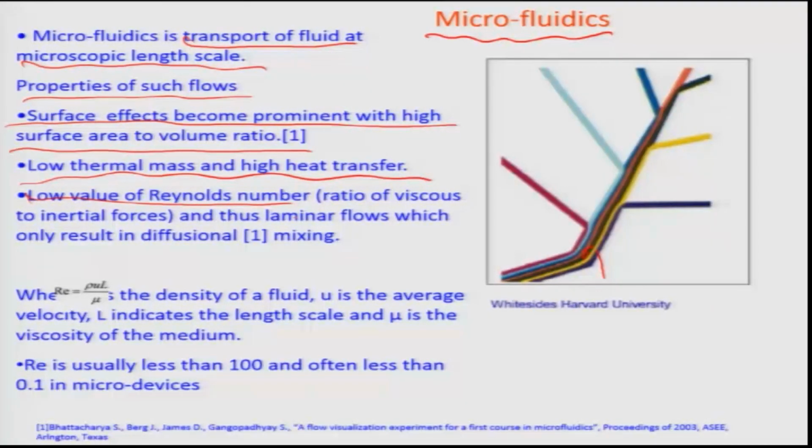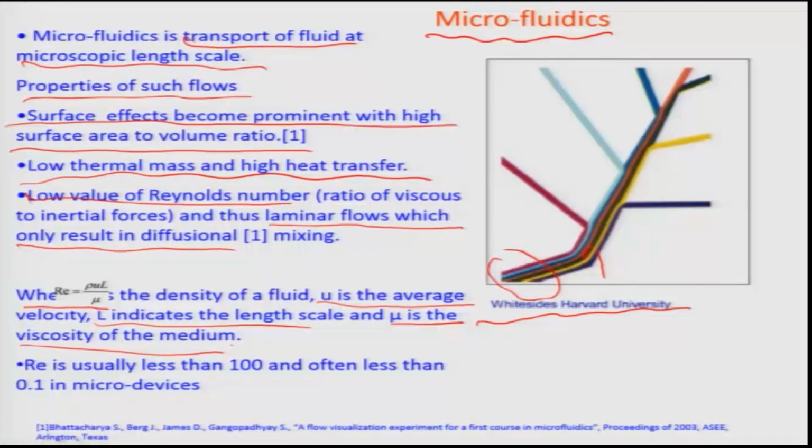So, these are some of the associated aspects of this field of microfluidics, where laminar flows, because of the low Reynolds number values, lead to mixing which is only diffusional in nature. There are hardly any eddies or vortices generated within the flows. This simulation right here is 5 dyes going end to end parallelly in a microchannel. The Reynolds number, which is the ratio between the inertial and viscous forces, is usually dependent on the average velocity, the length scale factor, and the viscosity of the medium. Re is usually less than 100, very often less than 0.1 when we talk about microfluidic devices.